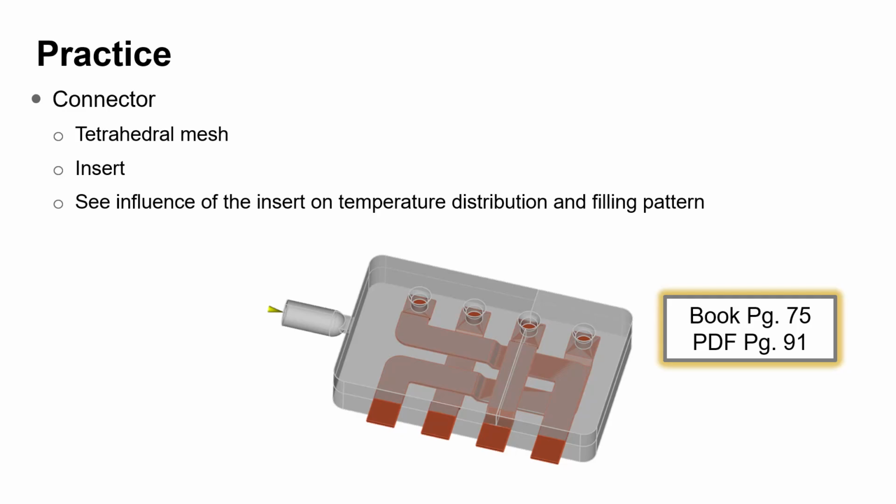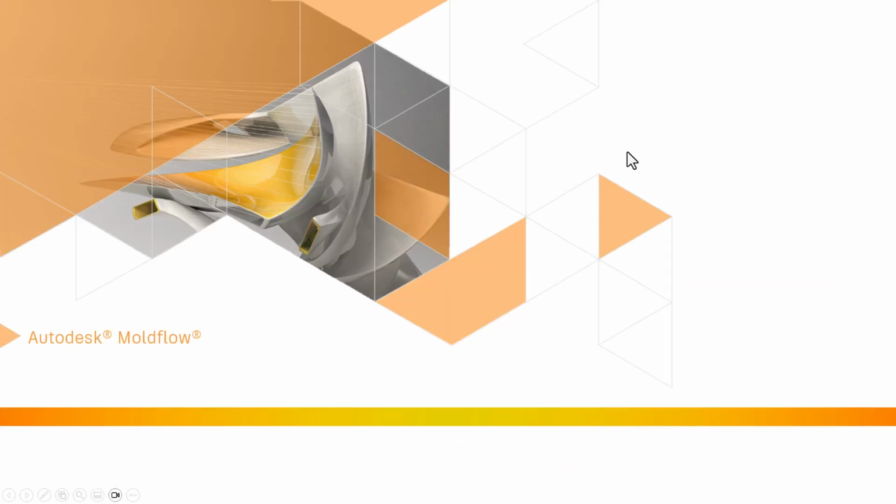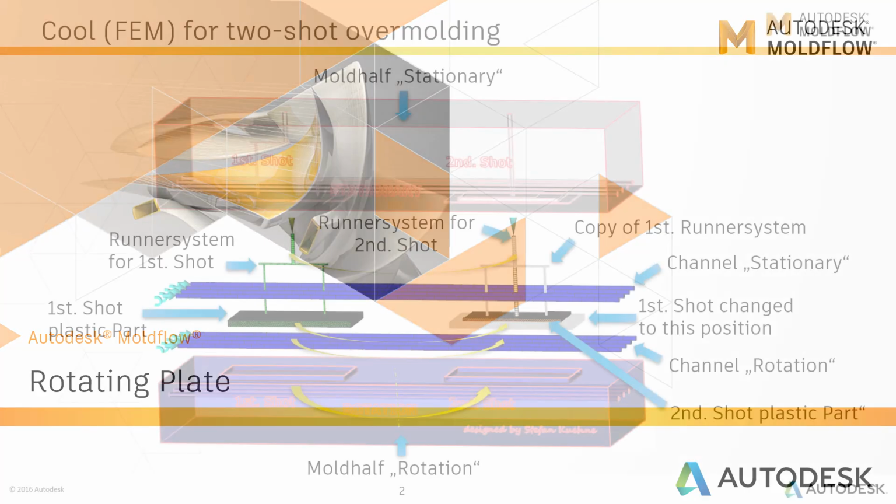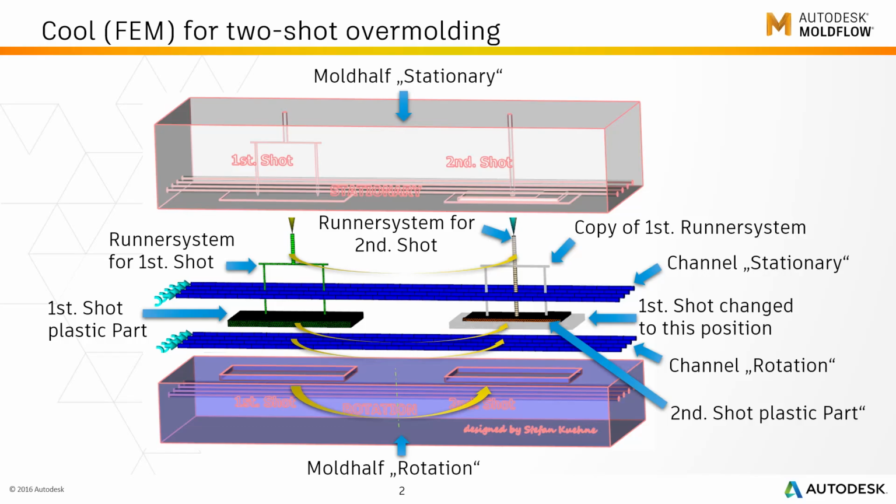Now let's look into the sequential, or the two-shot sequential injection molding part of it. Yes, we are going to look into the rotating plate, which is also referred to as two-shot sequential molding. Let's take an example. For this, you need to run a Cool FEM analysis for the two-shot overmolding. You'll get the option as two-shot overmolding. In this case, you can see that there is a first shot and then a second shot. This is just the pictorial form of what was represented.